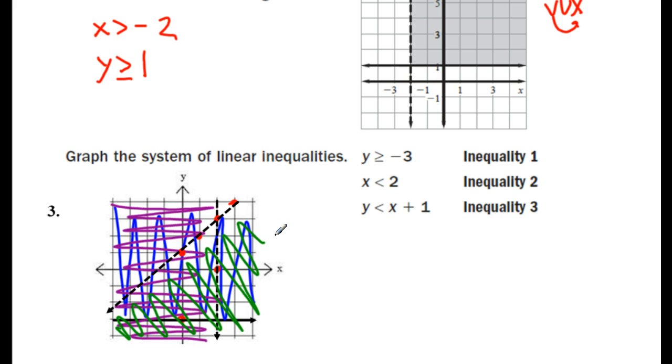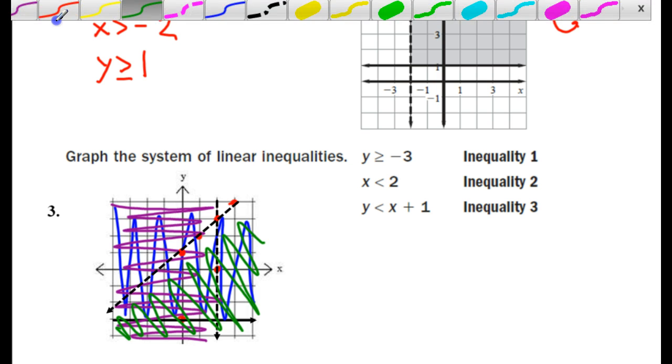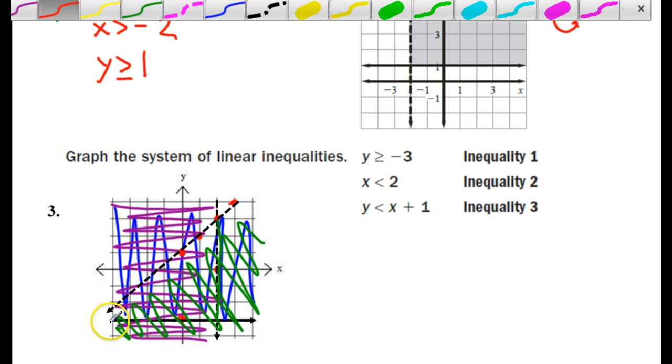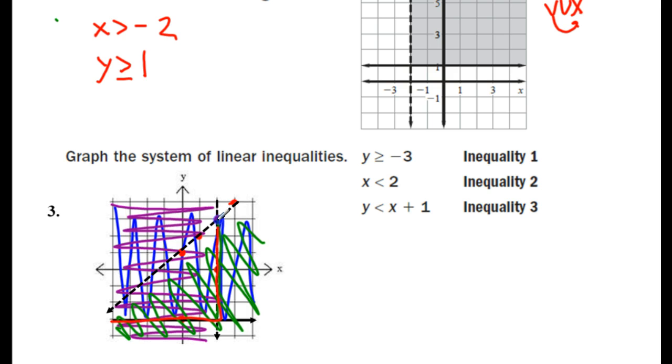Alright, so there is a lot going on here. The place where all three inequalities intersect, where they overlap, so in this case where I see my purple, my blue, and my green, that is going to be in this section right here. So here the solution to the system is any point in this region from those three lines.